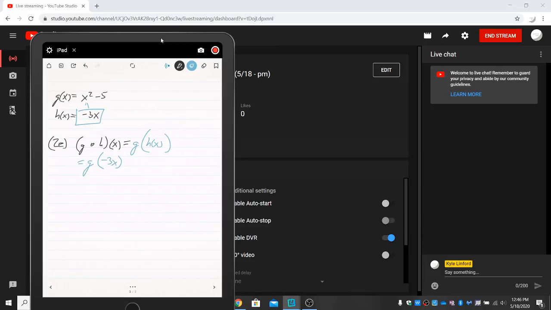Let me try to write that neater. There we go. So here's the function g. It's x squared, so instead of x I'm going to write negative 3x, and I'm supposed to square that and subtract 5. Well, if I wanted to simplify this, I could. Negative 3 squared is positive 9. X squared is just x squared, minus 5. This would be my final answer. So hopefully this is making sense to you.